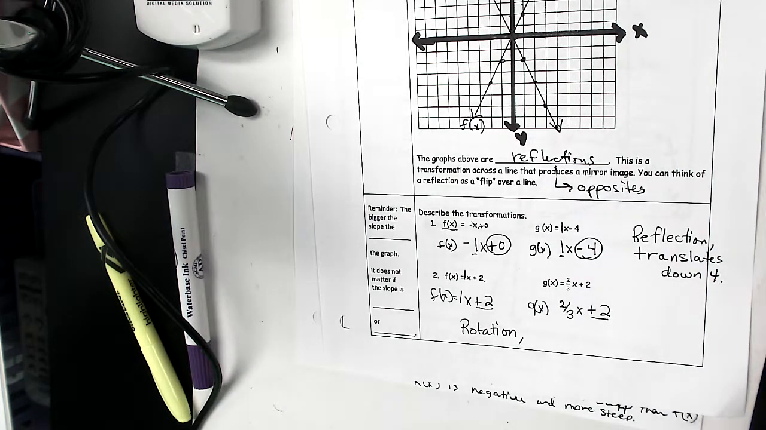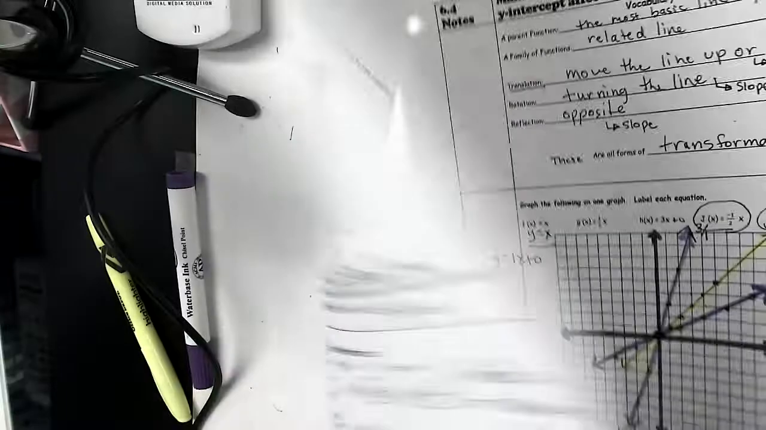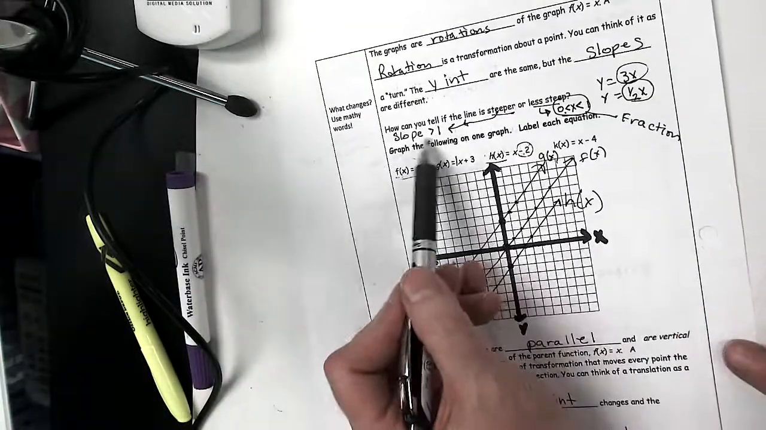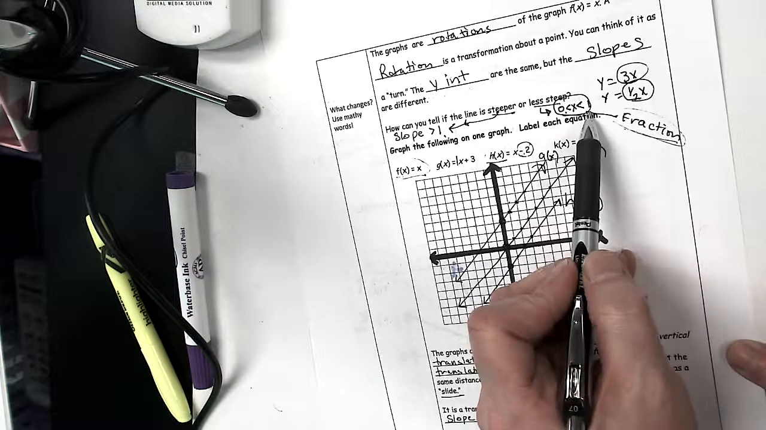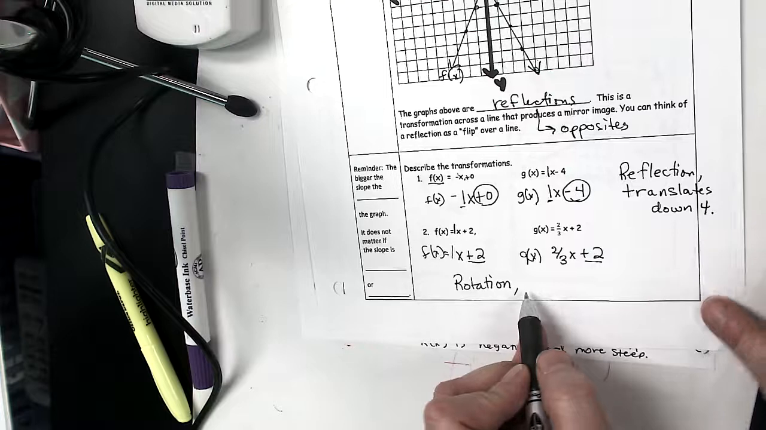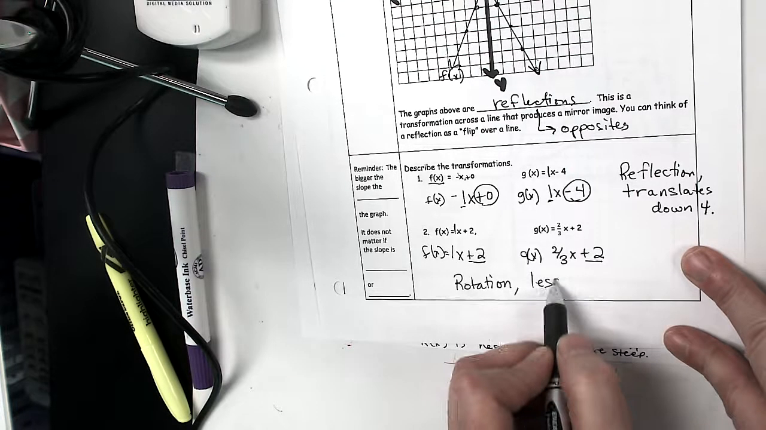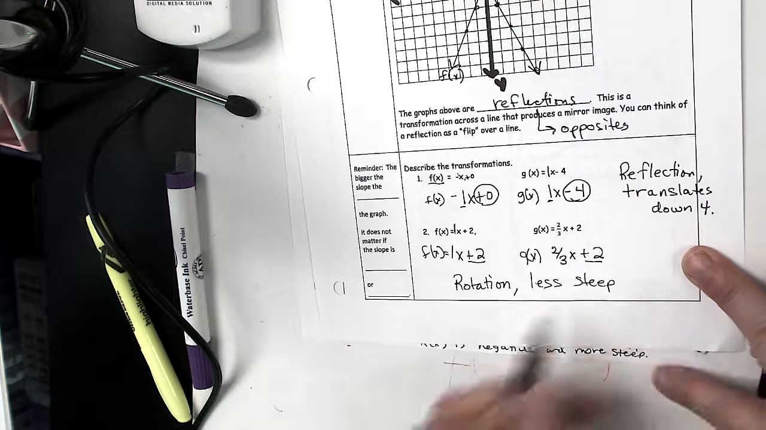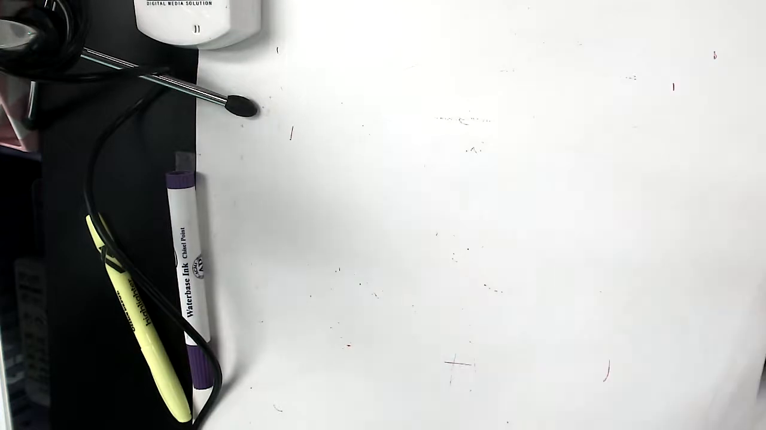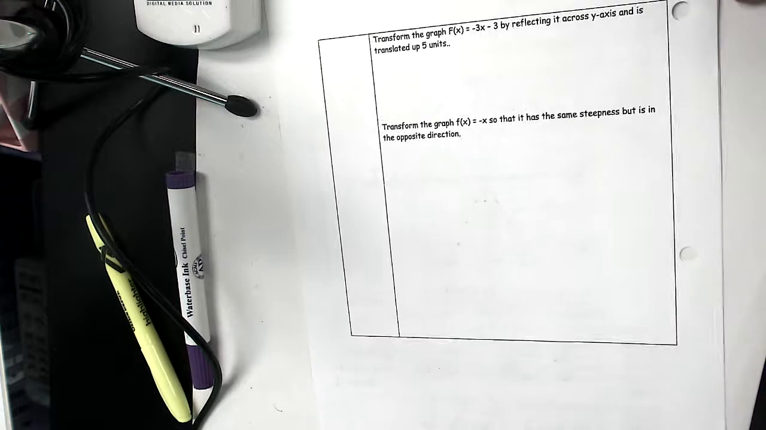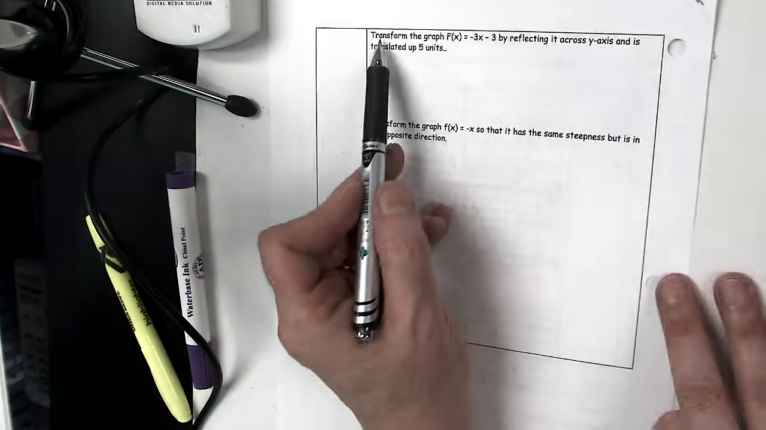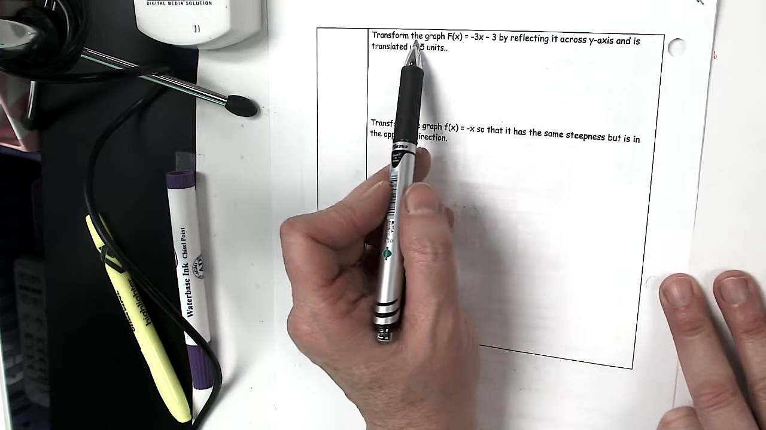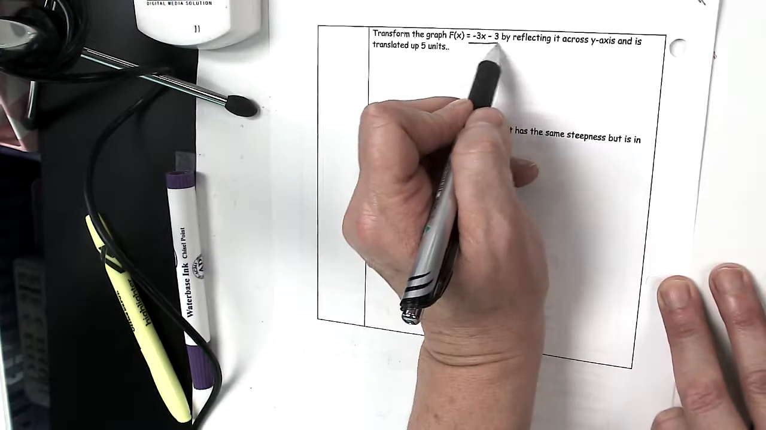So these are like double transformations. Okay, things are happening. So transform the graph f of x. Here's my original, by reflecting it across the y-axis and translating it up 5 units. So this is what we're doing to it. Okay, so write your original, negative 3x minus 3. And first of all, if I reflect it across the y-axis, it is going to be its opposite. What's going to be the opposite?